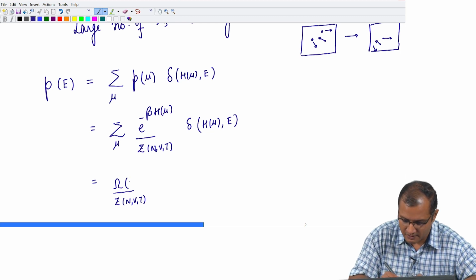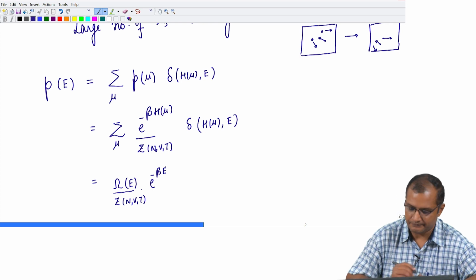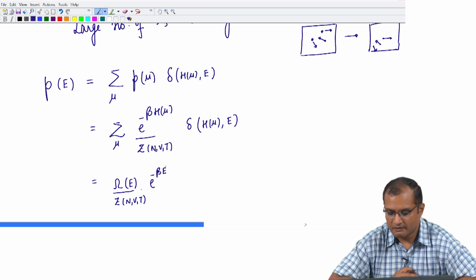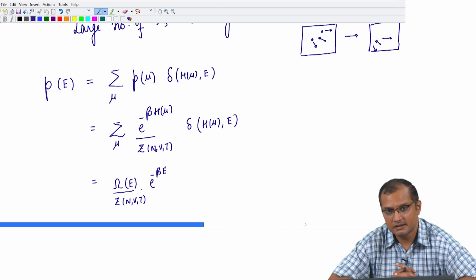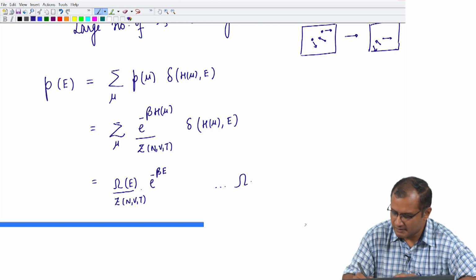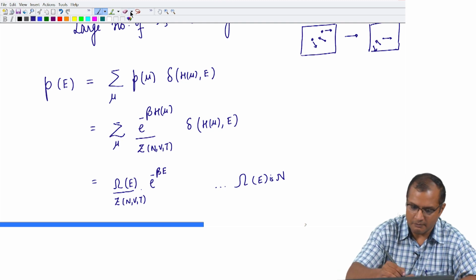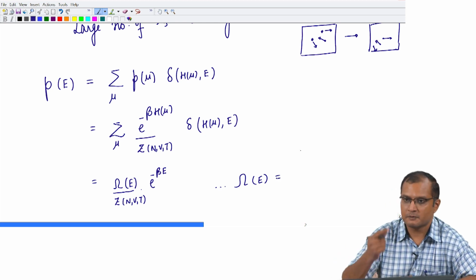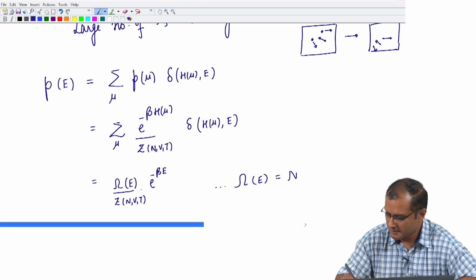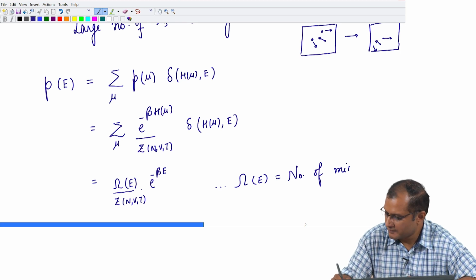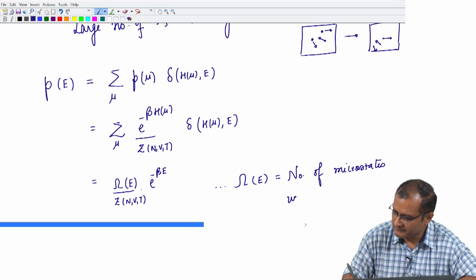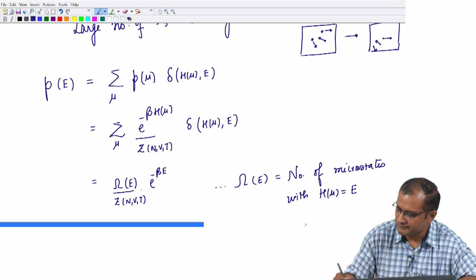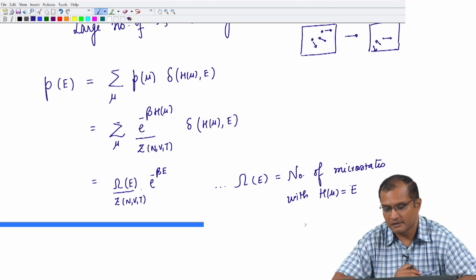So, I am going to say that this is omega of energy E, and e to the power minus beta E. Wherever h mu was E, I picked up a sum and I had to take e raised to minus beta h mu as e raised to minus beta E. How many times did I do it? Omega E times. So, omega E here is basically the number of microstates where the energy of the microstate of the system was E. Every time this delta function picked 1, I have counted 1. So, it has picked 1 omega E number of times.